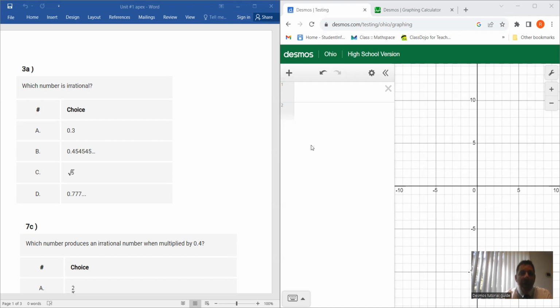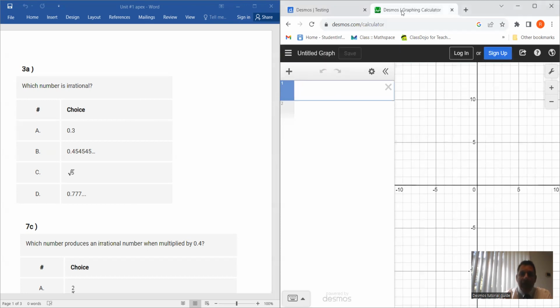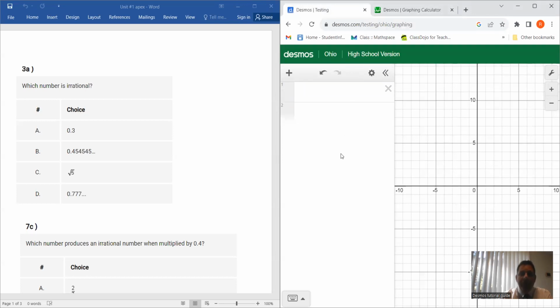For each unit, we're going to align some questions from that unit with the Desmos calculator. Primarily, we're going to be using the high school version. There is another one, if you just Google it, called Desmos Graphing. But since this is the one that the state of Ohio puts on their test, primarily that's the one we're going to be using. So let's get started.